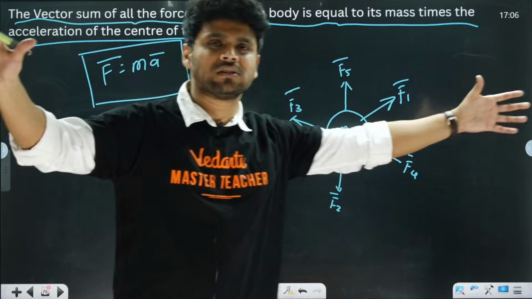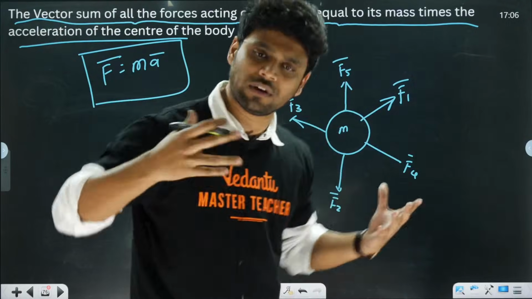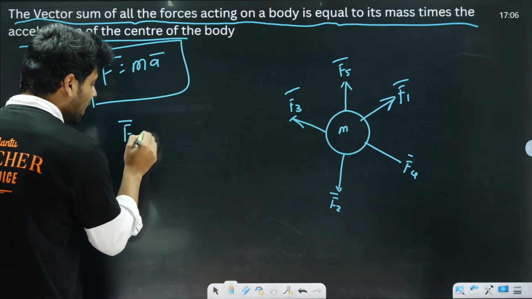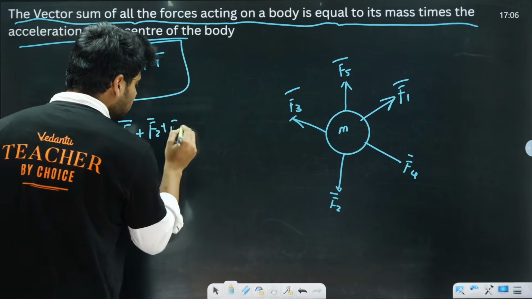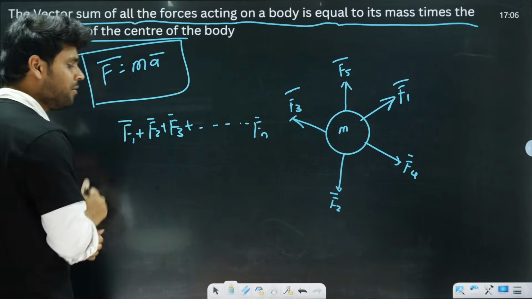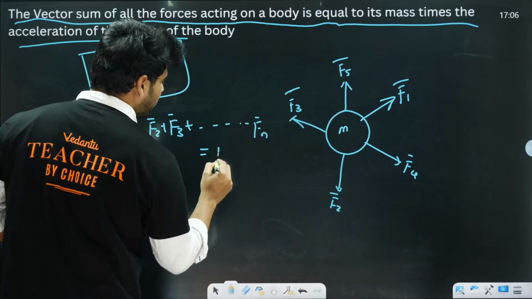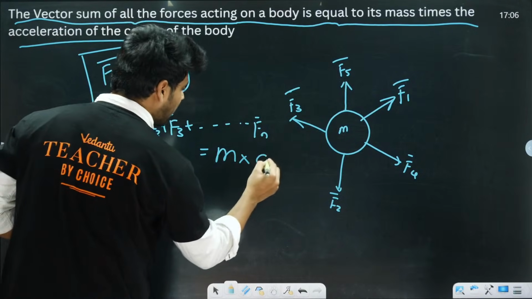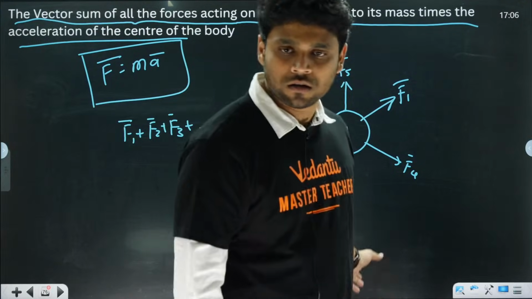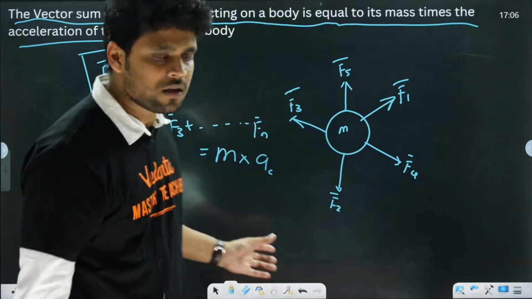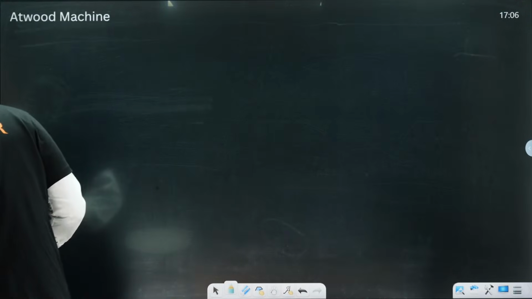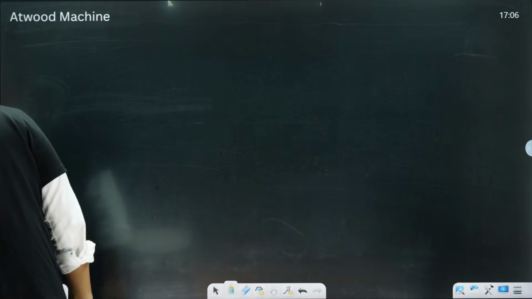Add all the forces, not directly, by vector addition, root of a square plus b square plus 2ab cos theta. So, sir, F1 bar plus F2 bar plus F3 bar plus so on up to Fn bar, for n terms, is equal to the mass of the object times the acceleration of the center. Center means center of mass. Okay? For droppers, you understand. For freshers, you skip this center of mass. Look, now we are going to solve a very good question. Okay, Atwood's machine.